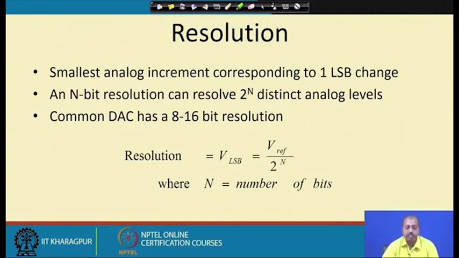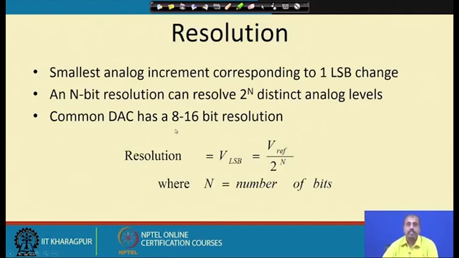An n bit resolution can resolve 2 to the power n distinct analog levels. So, going from one binary sequence to the next digital count, there is a minimum change in the analog voltage, and you cannot change beyond that. If you have a reference voltage Vref, then there are 2 to the power n distinct analog levels that you can have. So, the resolution is given by Vref divided by 2 to the power n, which is also known as the voltage corresponding to LSB change, or VLSB. This is the expression for the resolution of the DAC, where n is the number of bits.